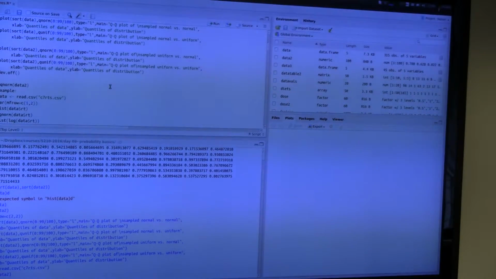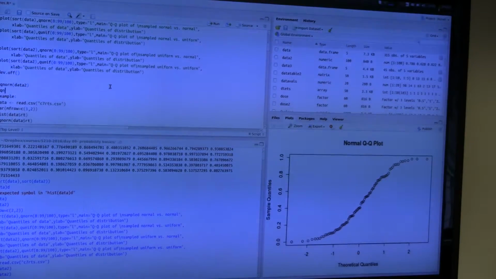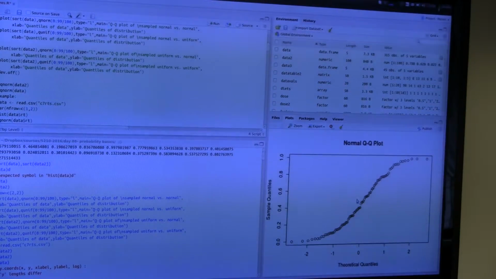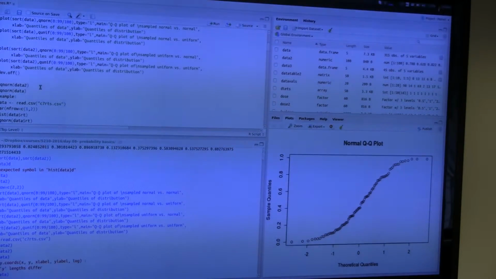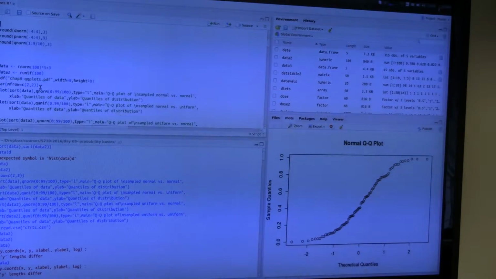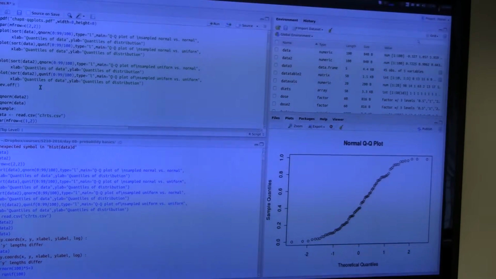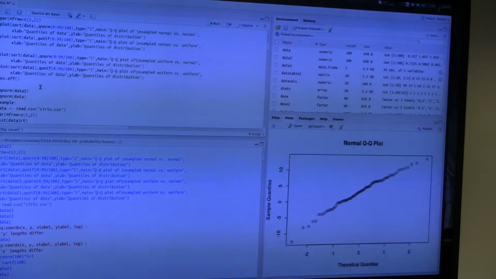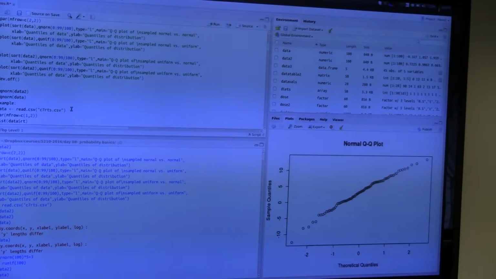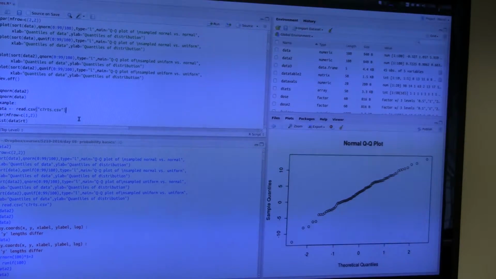And if I do QQ norm data, so here's against the normally sampled data, and you can see it's flat. So here's actually just one subject from the data you used on the test exam.